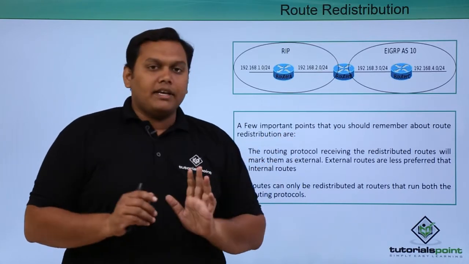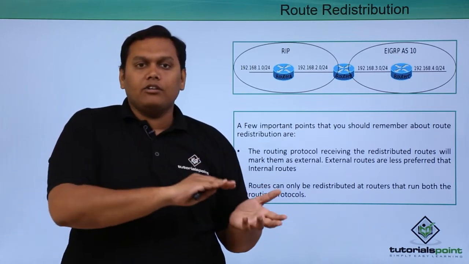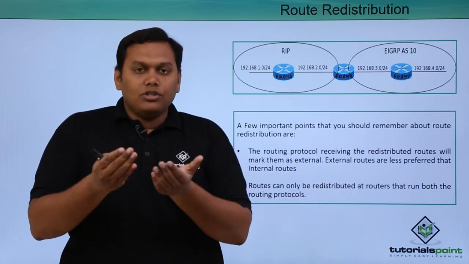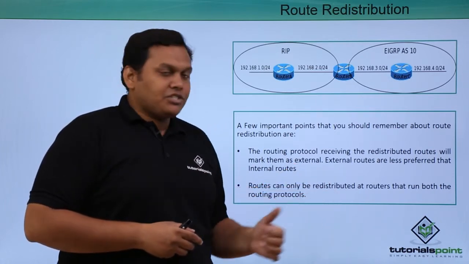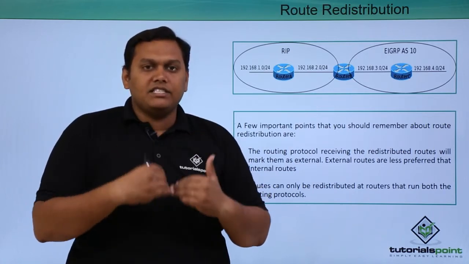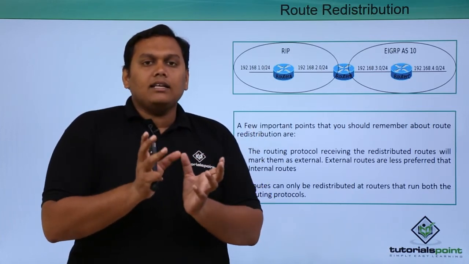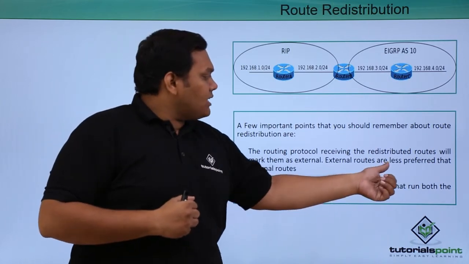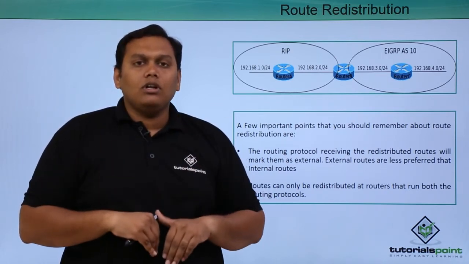A few points to remember here. When the routes are redistributed to one another, or learned from one source to another source, the routing protocol receiving the redistributed routes will mark them as external, apart from its own internal routes. That means if you take EIGRP, the EIGRP routes are internal, and the routes of other routing protocols are called external. The external routes are less preferred when compared with the internal routes, which are the protocol's own routes.